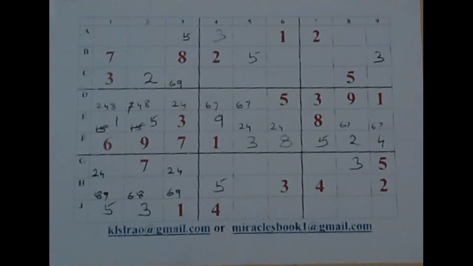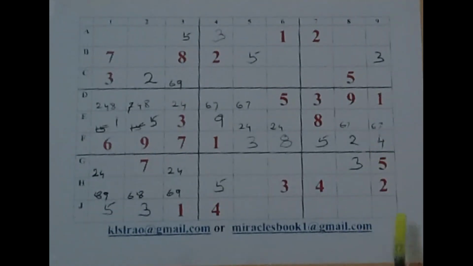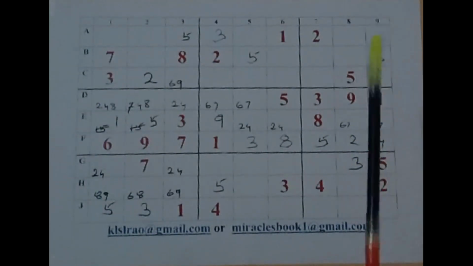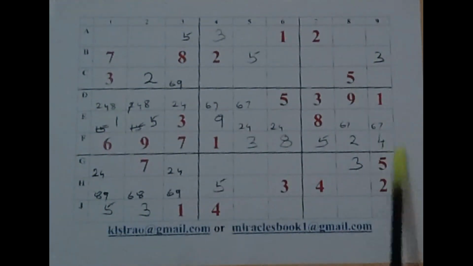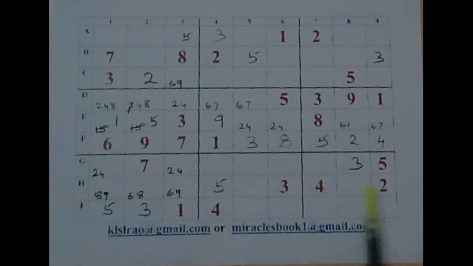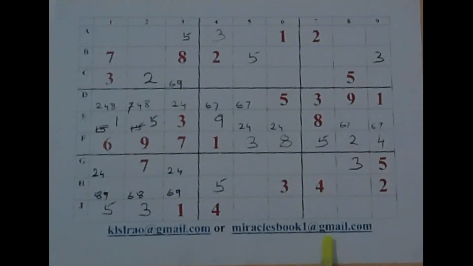Okay, now let us go by our columns and rows. Where shall we start? Okay, we shall start here. 1, 2, 3, 4, 5 are there. 6, 7, 8 and 9 are required for completing this column. Oh, no, nothing there. Nothing here. Okay. What about this column? We have got 5 numbers there already. We require 1, 6, 7 and 9.